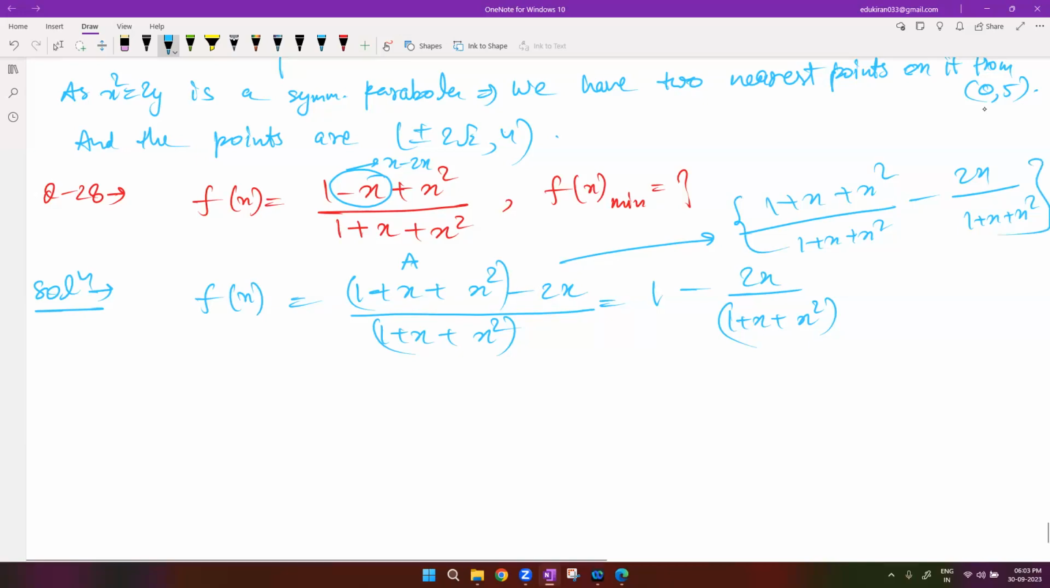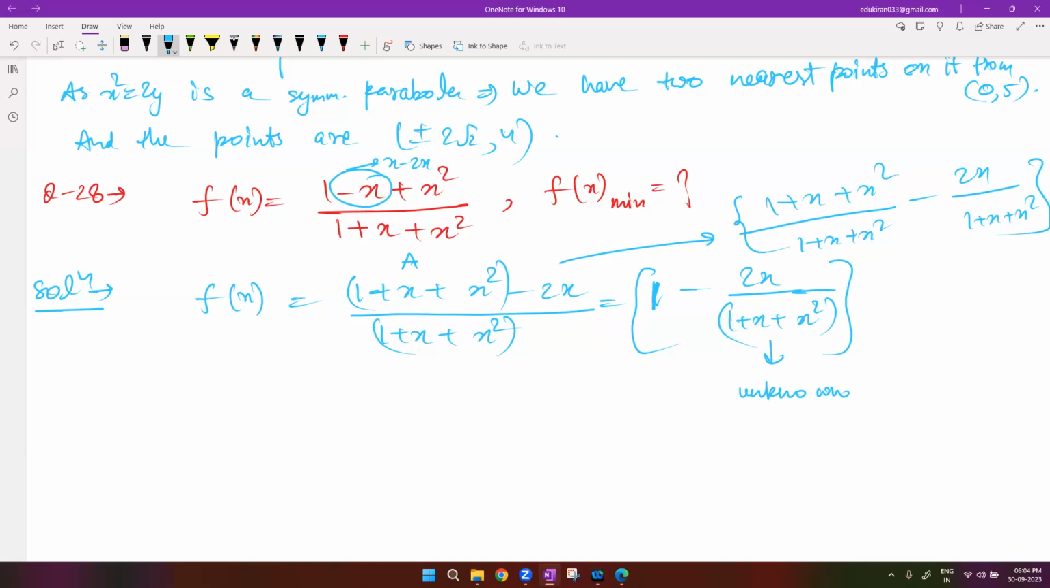Is it okay? Yes. Okay. Now understand. We want to find out the minimum value of this. If you want to find the minimum of the whole of this, 1 is constant, right? What is this expression? I am subtracting something unknown from 1, and I want this value to be minimum.